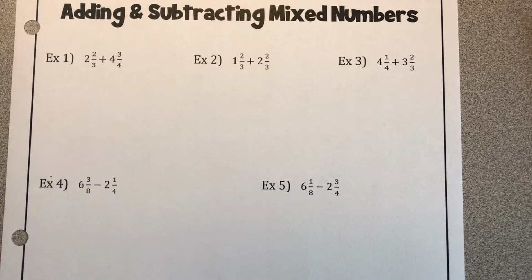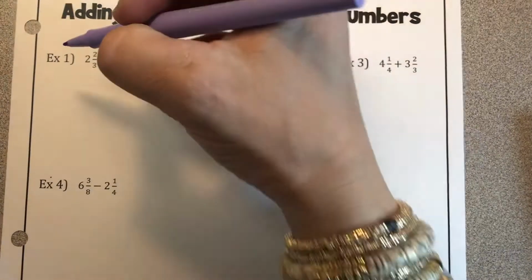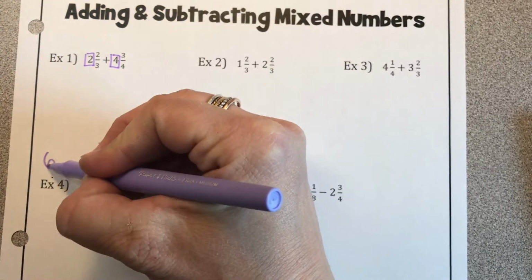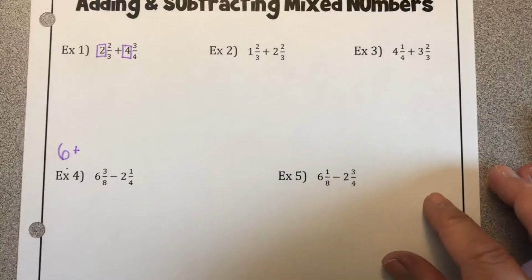Okay, today we're going to keep going with adding fractions, but we're going to add and subtract mixed numbers, which we know are when you have a whole number with a fraction part. So the first step is going to be to add together the whole numbers. Okay, that's always what I do first. So here we have 2 and 4, and that's 6. Okay, so I'm just going to write that down.